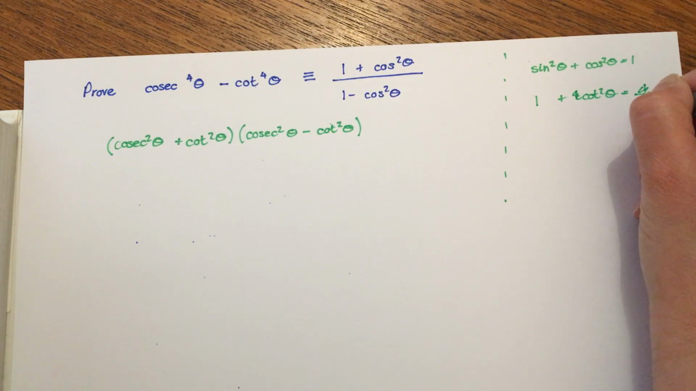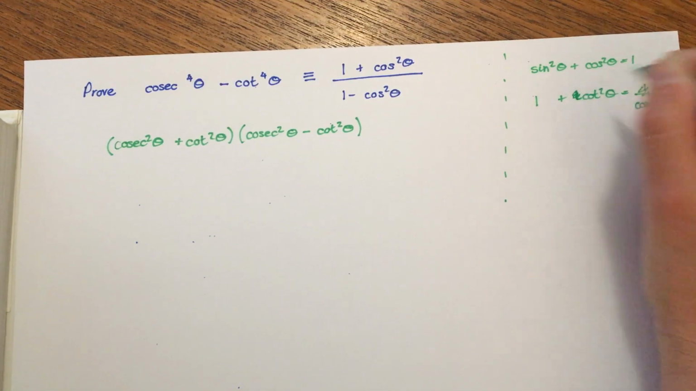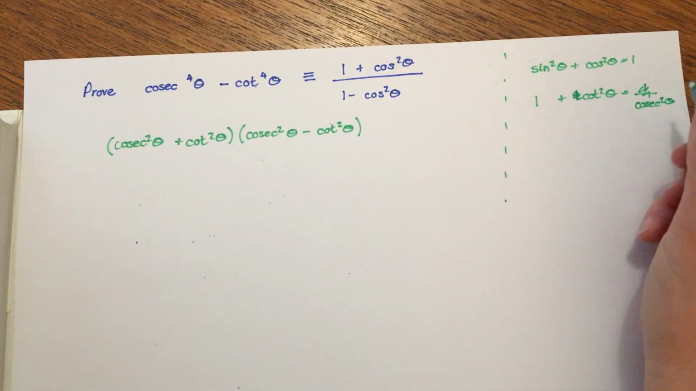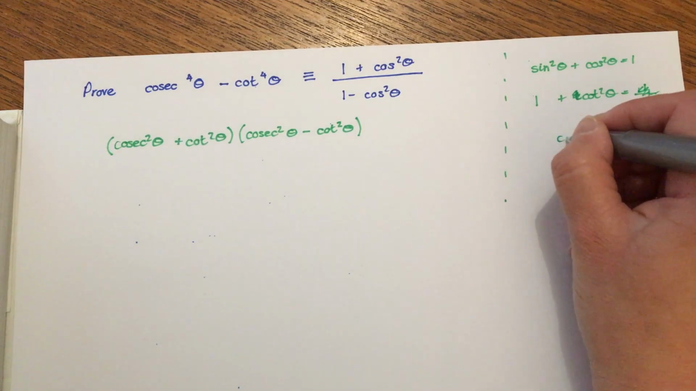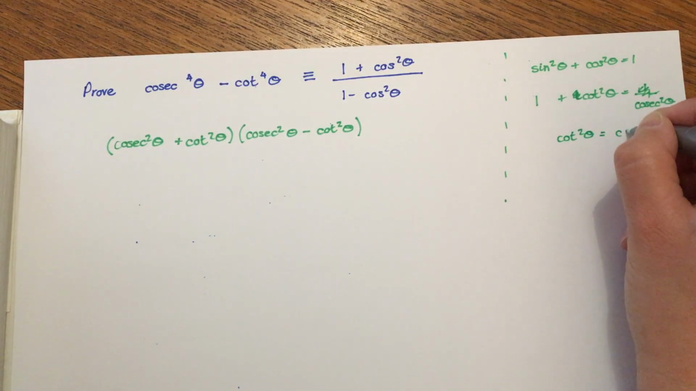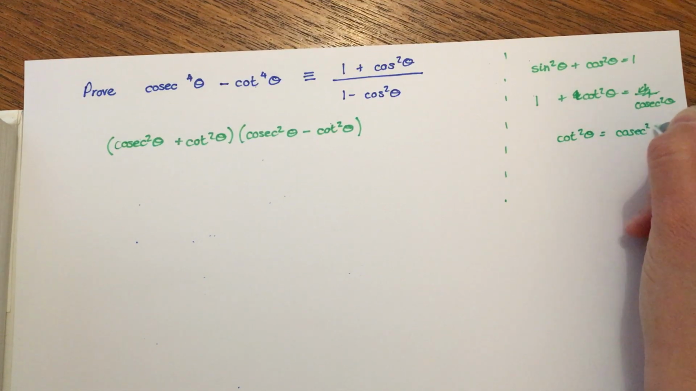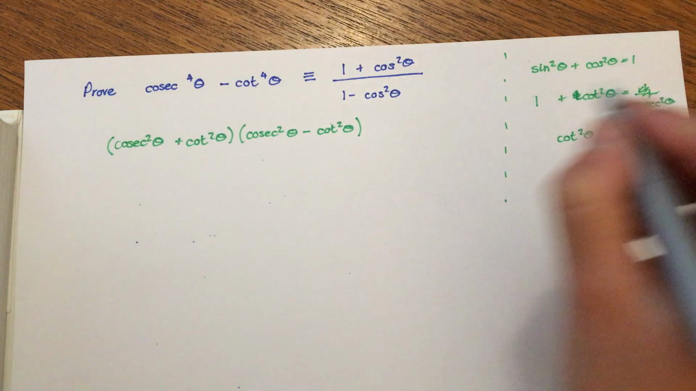Sorry, made a mess of that. So it's a bit scribbly, sorry. 1 plus cot squared is cosec squared. So I might say now that cot squared theta is cosec squared theta minus 1. That's probably where I would go with that.